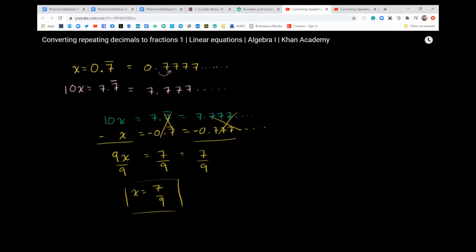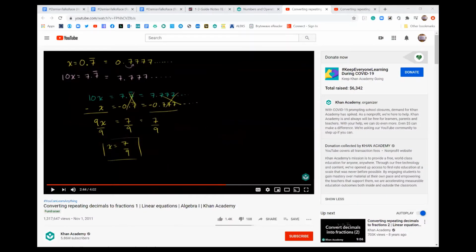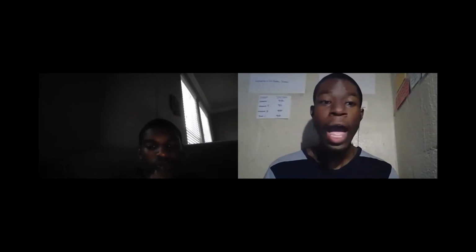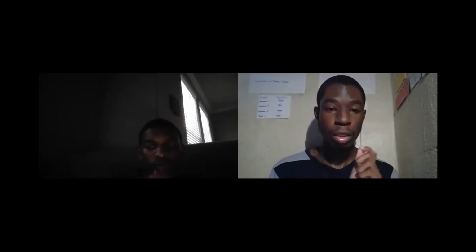He did let x equal the repeating decimal. He did that. Either multiply by the powers of 10, 1, 10, or 100, and he created 2 equations. He subtracted the equations to remove the repeating part, and finally he solved. So he did it correctly. He followed the steps. So that is what you're supposed to do. Now, I'm going to show you guys an example that I created myself.